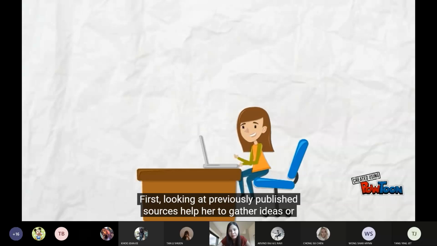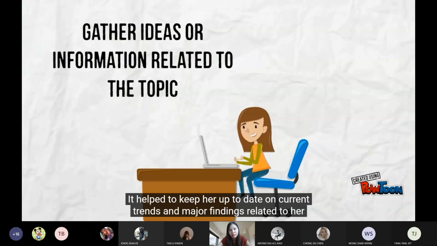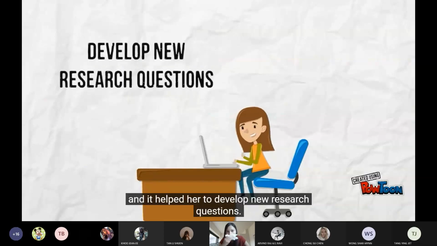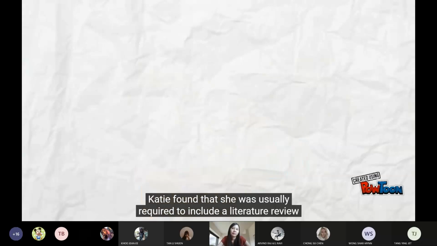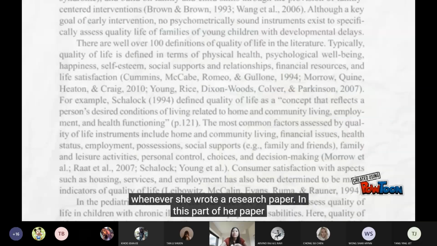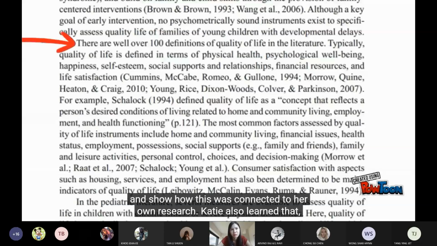First, looking at previously published sources helped her to gather ideas or information related to her topic. It helped keep her up to date on current trends and major findings related to her interests, and it helped her to develop new research questions. Katie found that she was usually required to include a literature review section whenever she wrote a research paper. In this part of her paper, she would summarize previous research related to her topic and show how this was connected to her own research.